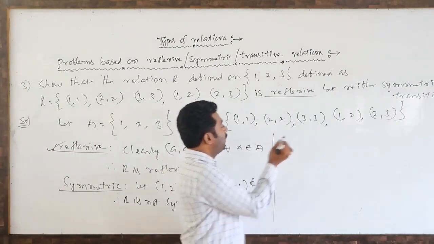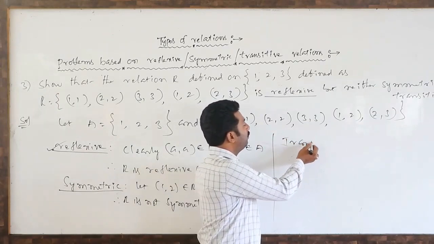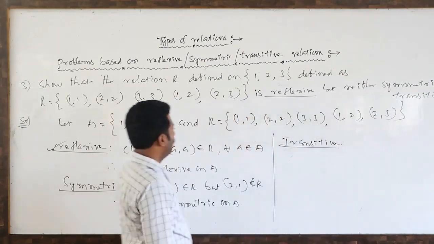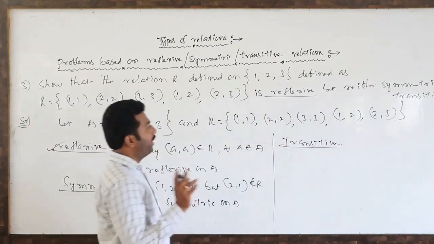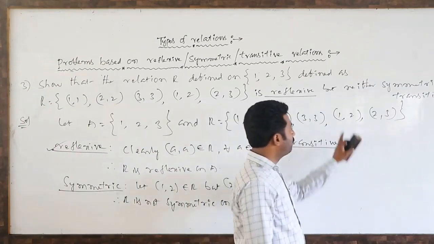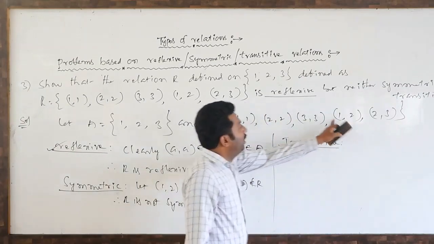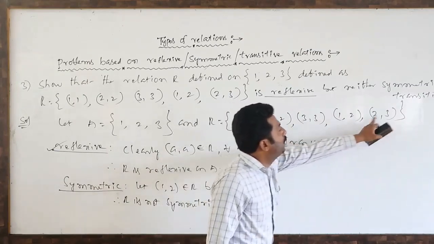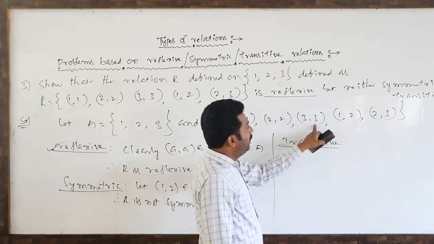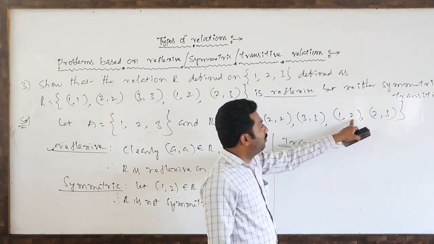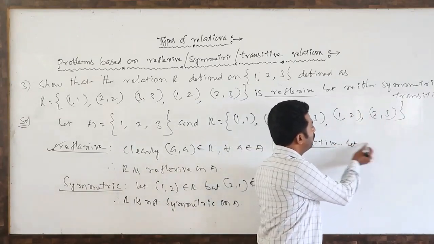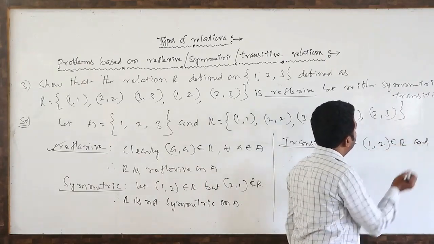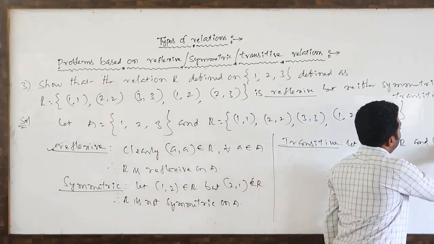Whether capital R is transitive or not. See, in case of transitive, two linked pairs we have to consider. What are the two linked pairs? Suppose (1,1), (1,2): (1,2) is there. (1,1), no other pair. (2,2), (2,3): (2,3) is there. (3,3), no other pair starts with 3. (1,2), (2,3). Yes, you observe (1,2) belongs to capital R and (2,3) also belongs to capital R.